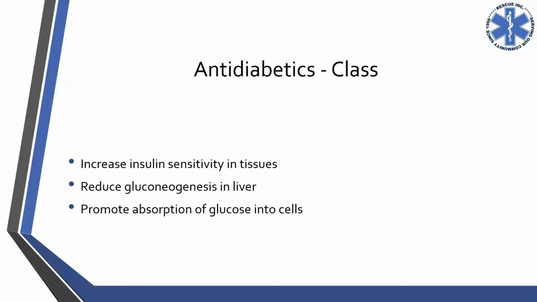But the purpose of antidiabetics is to really do one of three things. It's to increase insulin sensitivity in the tissues, which means that the body responds better to insulin. That's for your type 2 diabetics. It's to reduce gluconeogenesis in the liver, which reduces the conversion from glycogen to glucose. That's going to bring the blood sugar back up and skyrocket it. So again, that's going to reduce the blood sugar, maintain it in a normal way. And they're going to promote absorption of glucose into the cells. That's with insulin. So our type 1 diabetics, allowing insulin to act as that key to allow glucose into the cell.